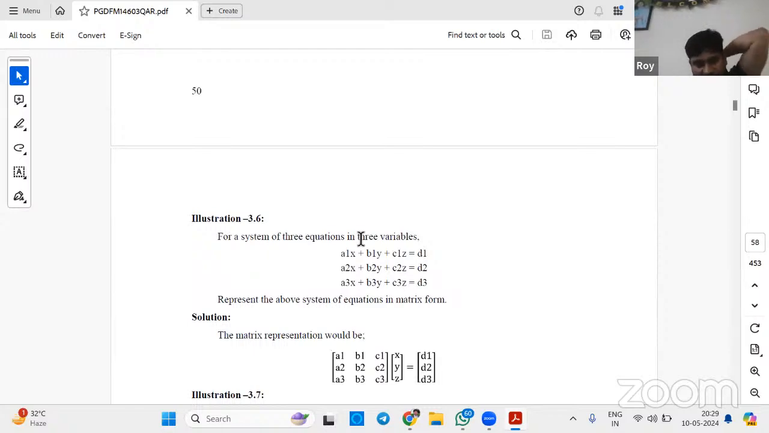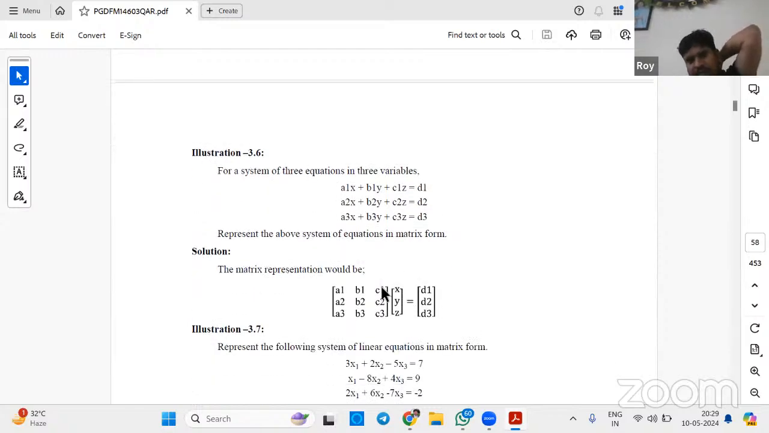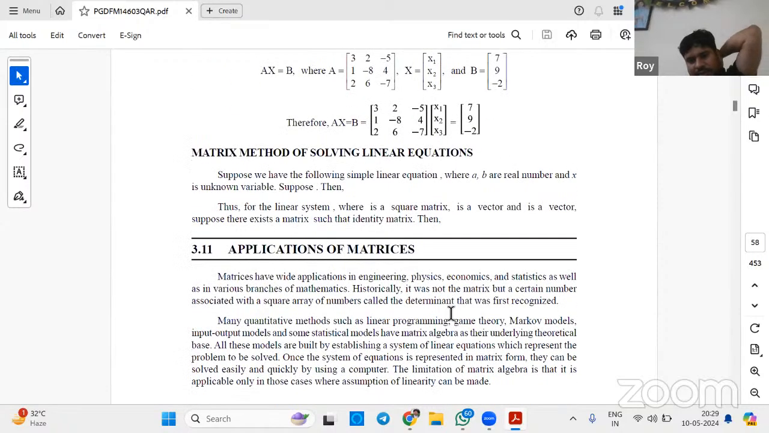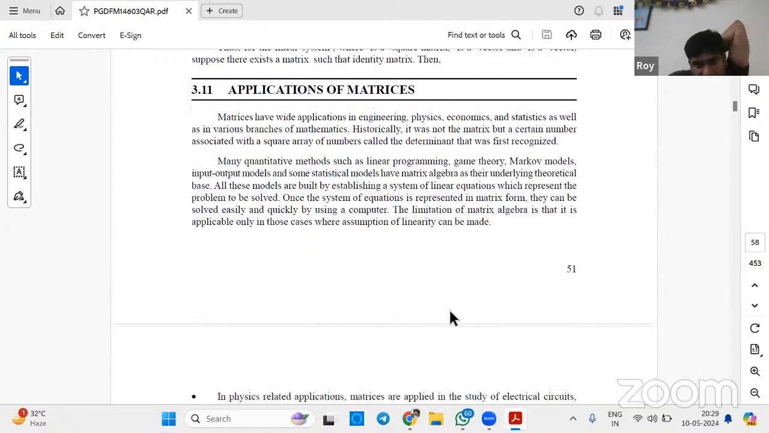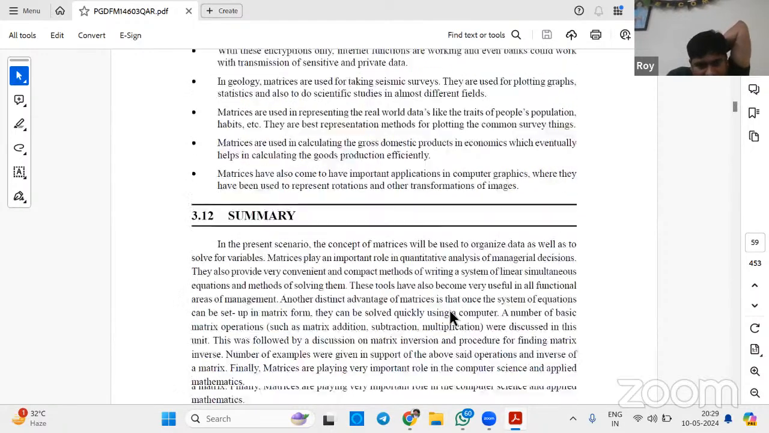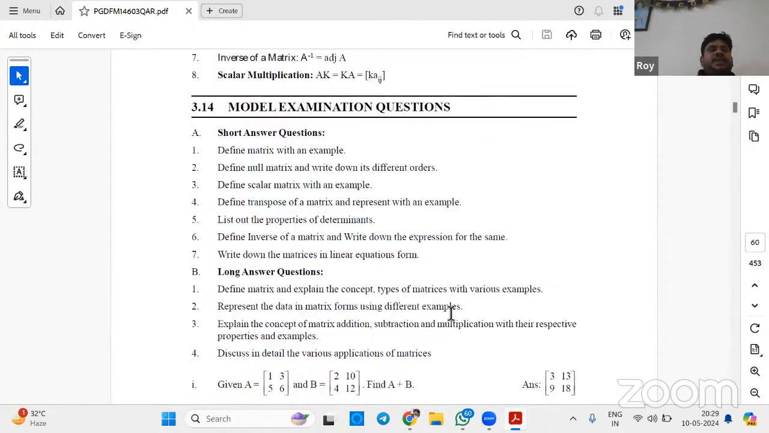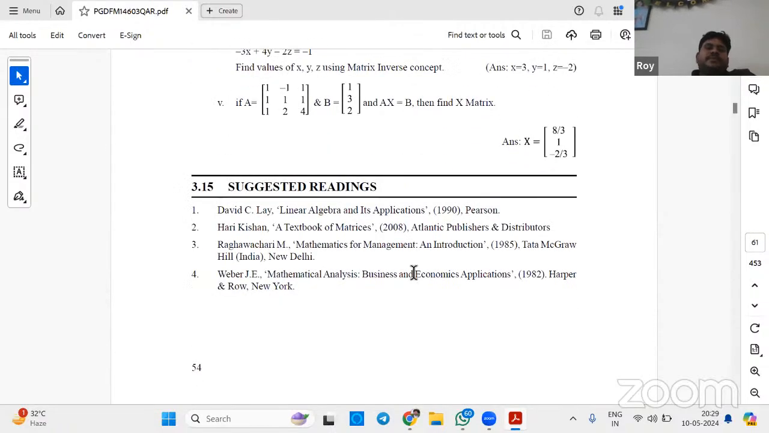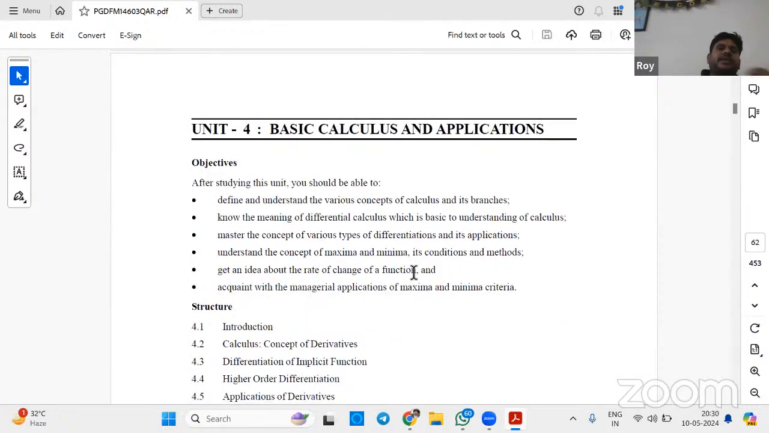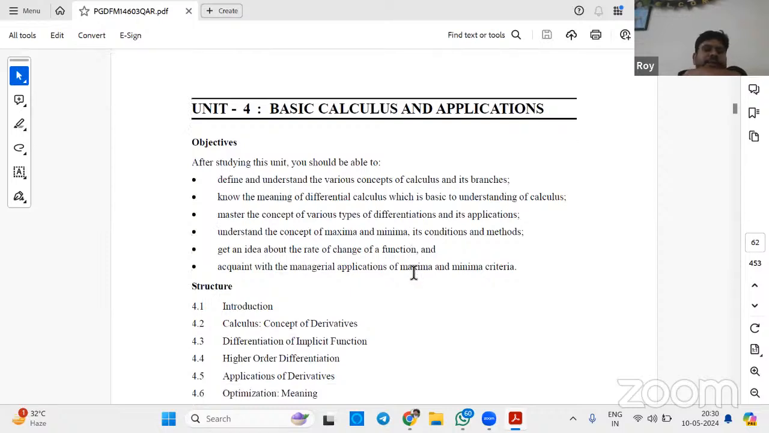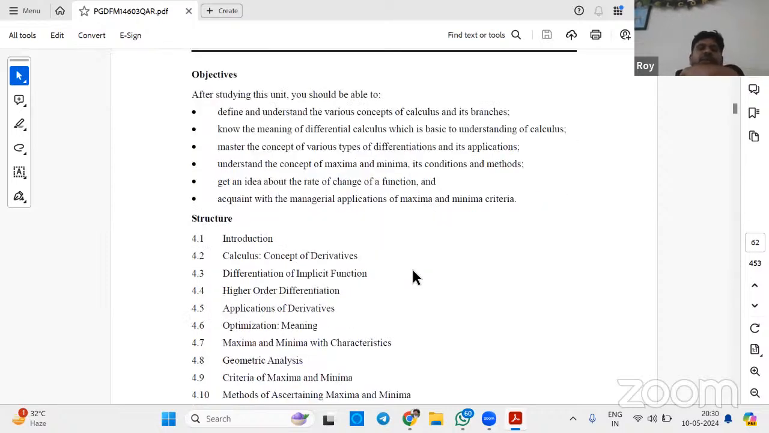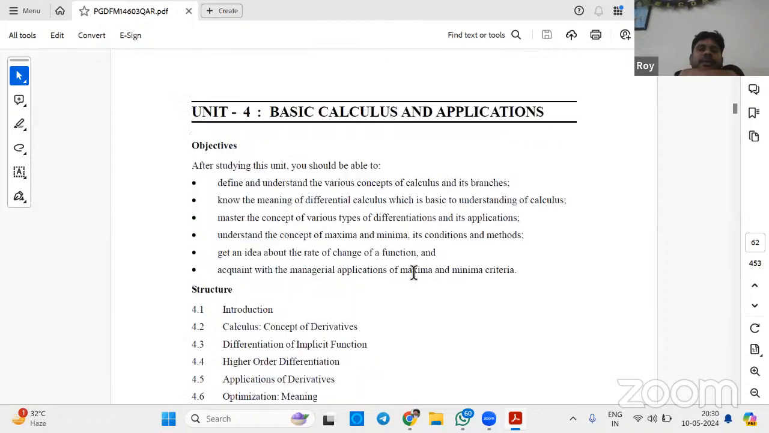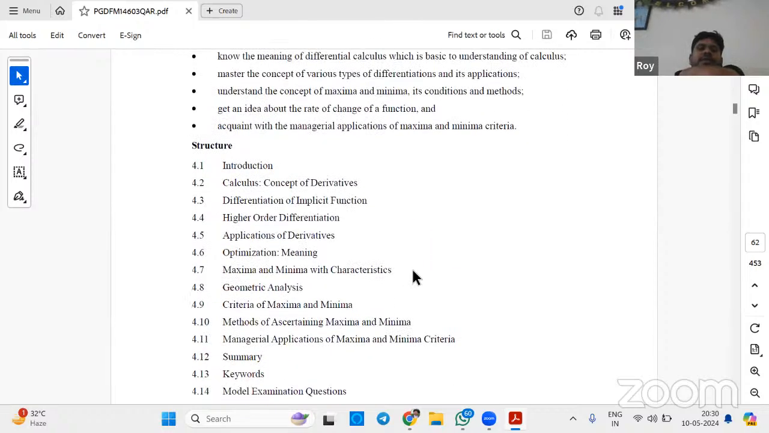For a system of three equations with three variables, this is how they will represent it: x, y, z, d1, d2, d3. Now, where can we apply this matrix? This is very, very important. We can just go through this and you will understand. Matrix is an easy one. You can easily do that. Determinant finance. Now, let us go into basic calculus and its applications. Here we are going to learn about derivatives and differentiation of implicit functions.